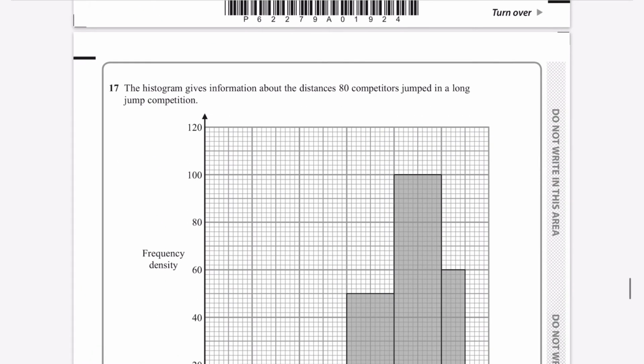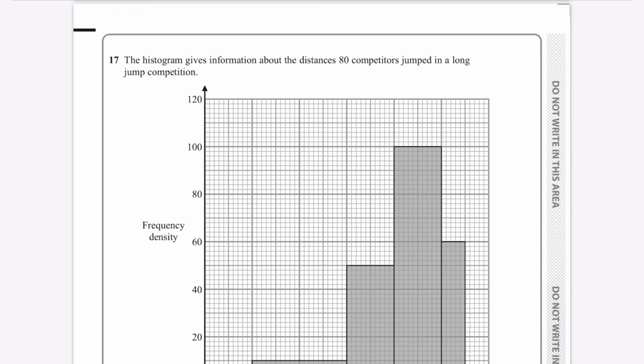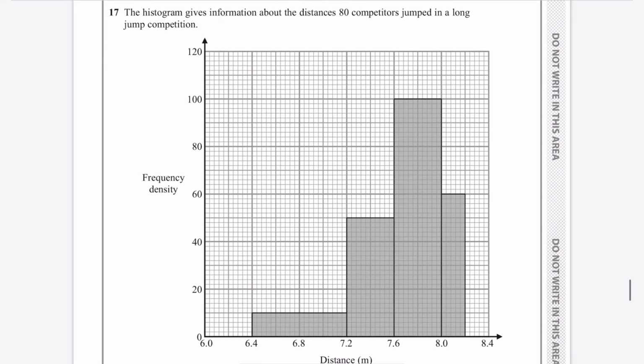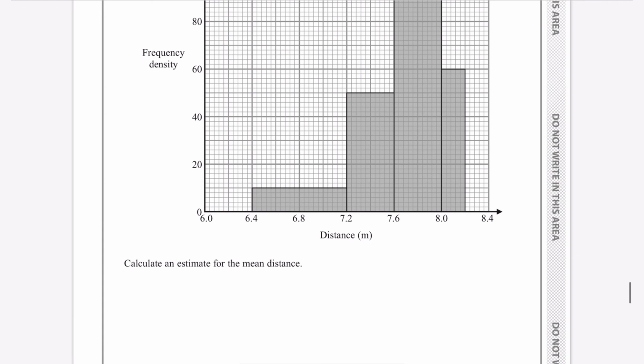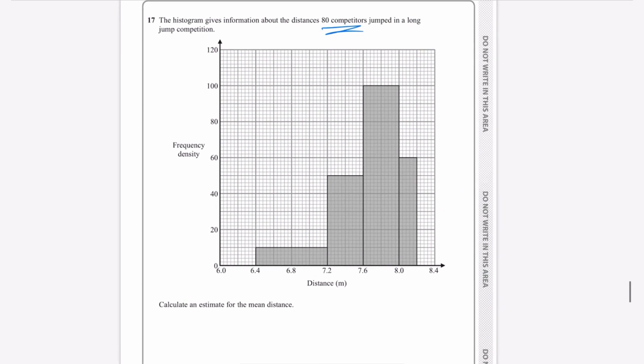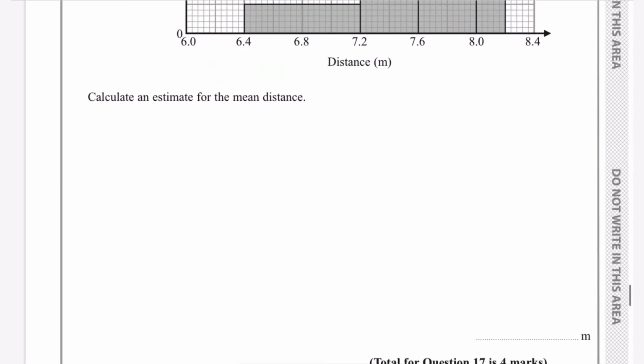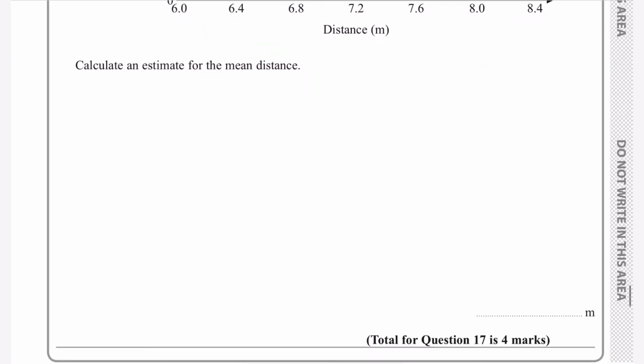Okay, question 17. The histogram gives information about the distances 80 competitors jumped in a long jump competition. So it doesn't say the frequency along the side, it says the frequency density, and we know that there are 80 competitors. So calculate an estimate for the mean. Okay, well normally the estimate for the mean is when we have a grouped frequency table. So I think what we're going to need to do is actually construct a table here, and then we'll look back at the histogram in just a second.